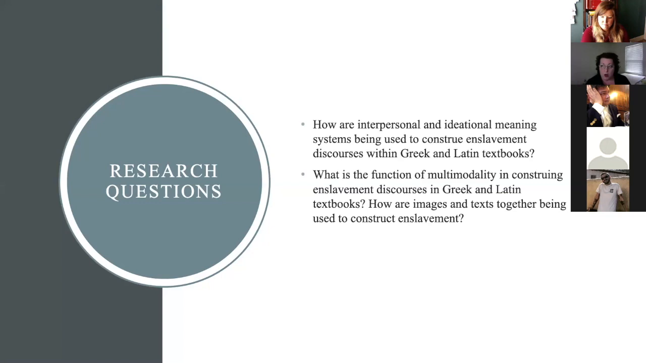inclusion of other modes. It often means images, like I'm going to show you some pictures, but it can be any kind of modes. It can be gestures. I gesture a lot. It can be any kind of modes. And anytime you're looking at multiple modes, so text and pictures, gestures and audio, then you're dealing with multimodality. And then what is the function? In other words, how are the images and texts being used to construe enslavement?